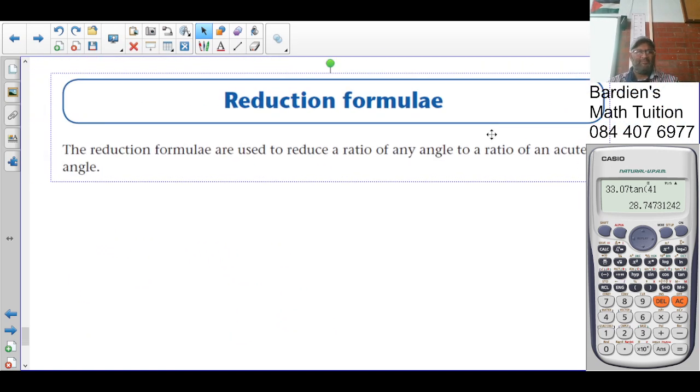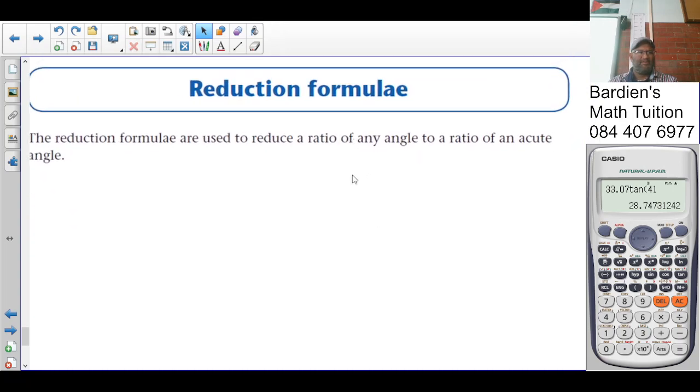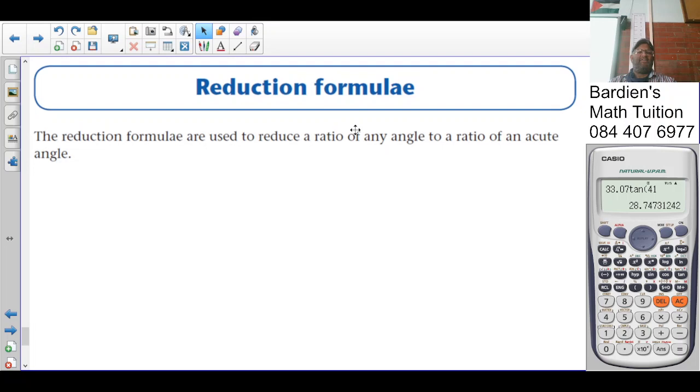Reduction formulae. Under that heading, I want you guys to write the following. Reduction formulae are used to reduce a ratio of any angle to a ratio of an acute angle. So reduction is basically to reduce.